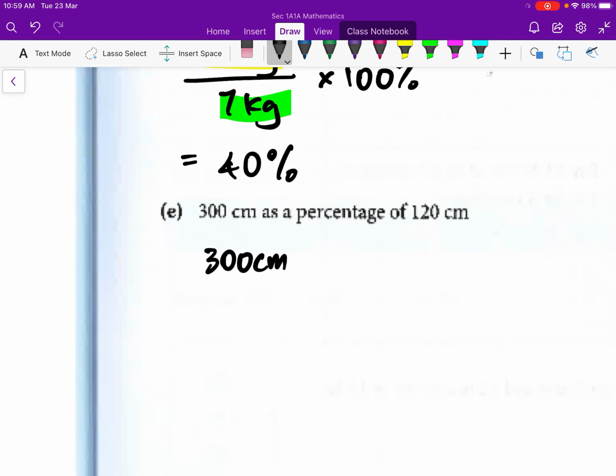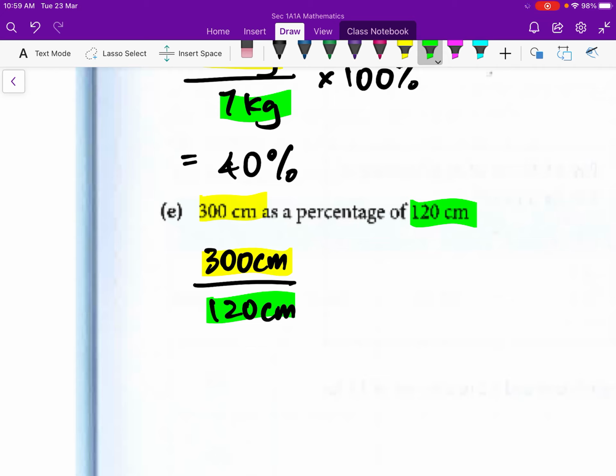300 cm out of 120 cm. See, it doesn't have to be the case that the number on top is smaller than the number below. The number on top can be bigger. In this case, 300 cm as the percentage of 120 cm. Same format. We didn't say small number must be on top. No, we didn't say that.